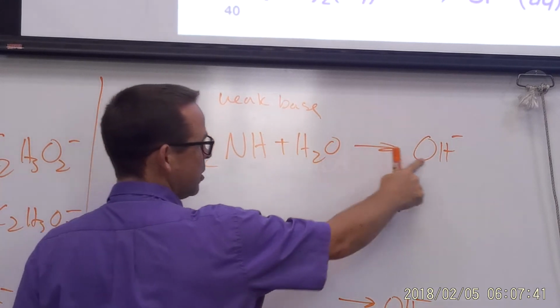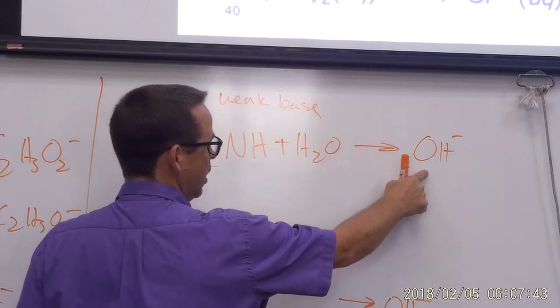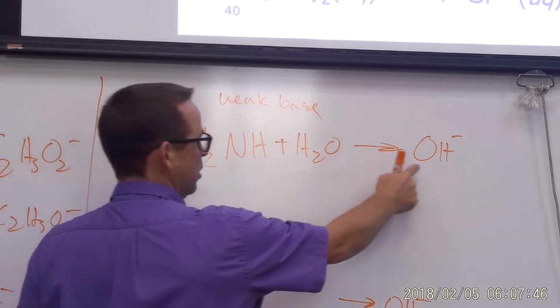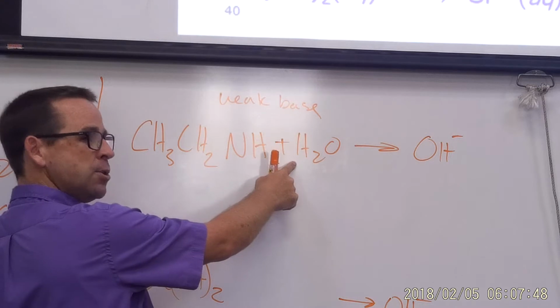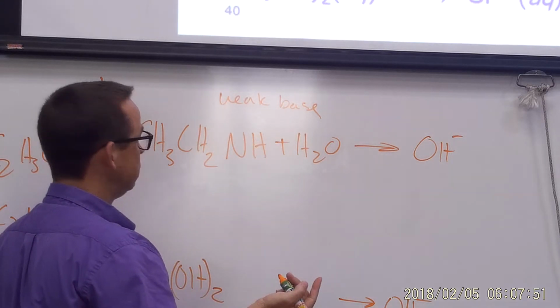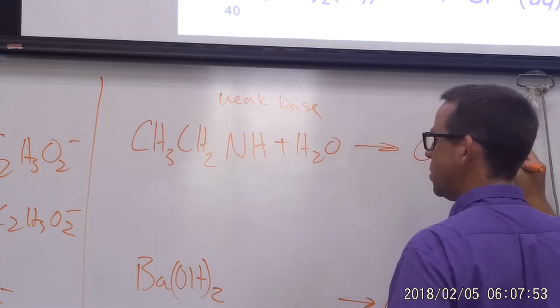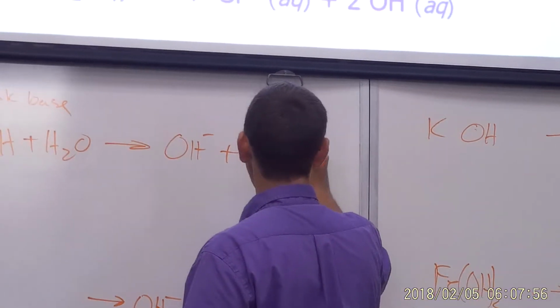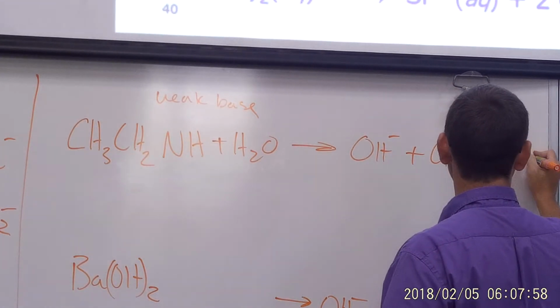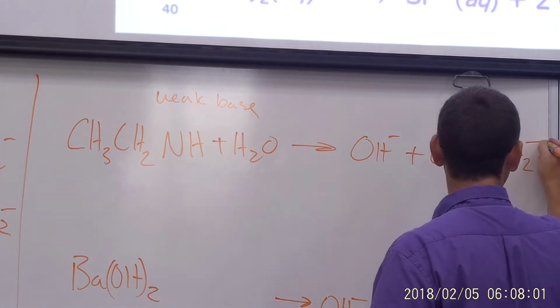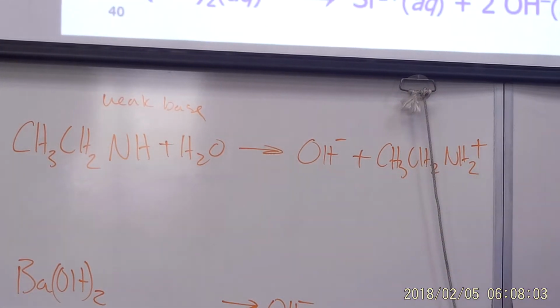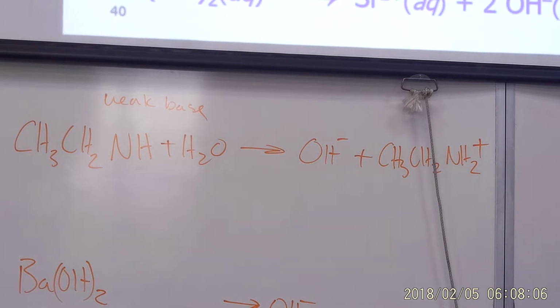How do I get from here to there? What have I had to have done? Yeah, yes, that's right. I have to remove a hydrogen from water. Where does that hydrogen go? It goes to the NH, right? So CH3, CH2, NH2. And then I have to put a plus charge on there, right? Because when it takes that hydrogen ion, that's a hydrogen ion, H plus charge, it picks up that plus charge. This one's a weak acid.